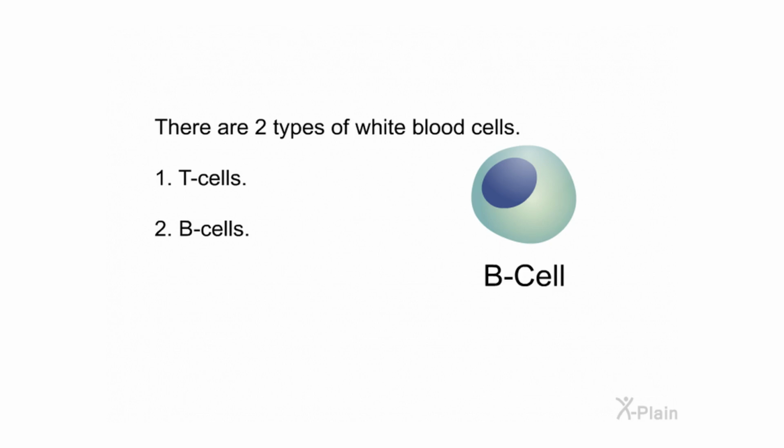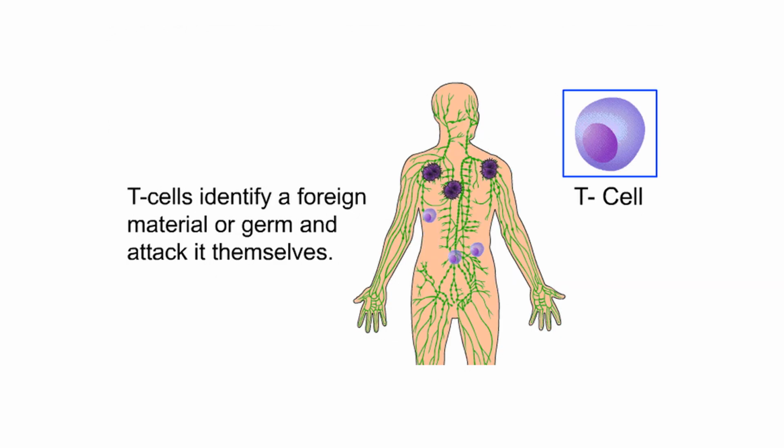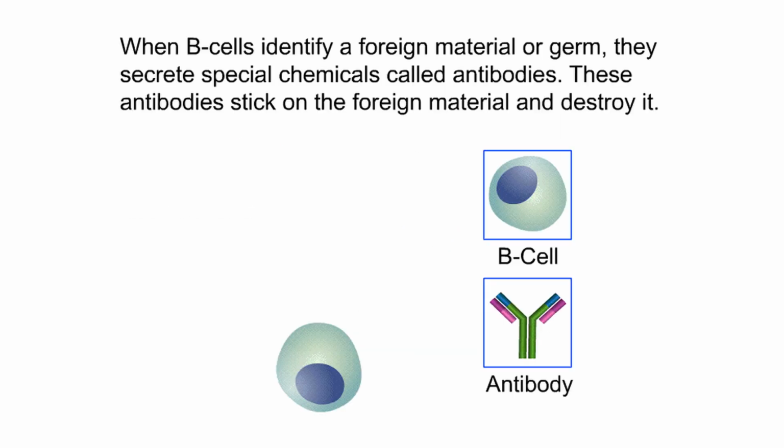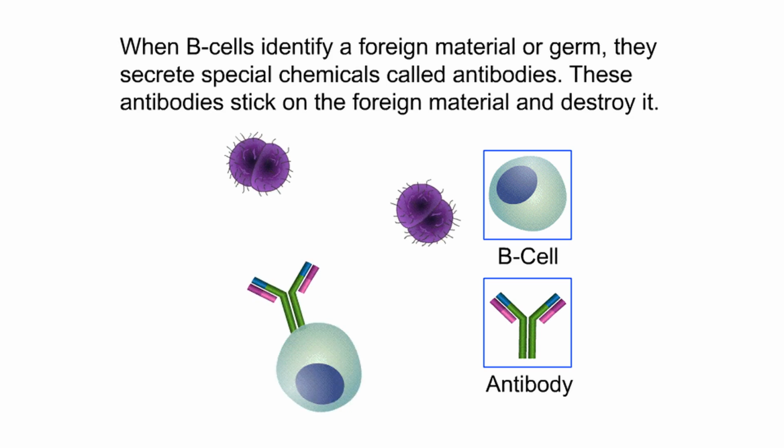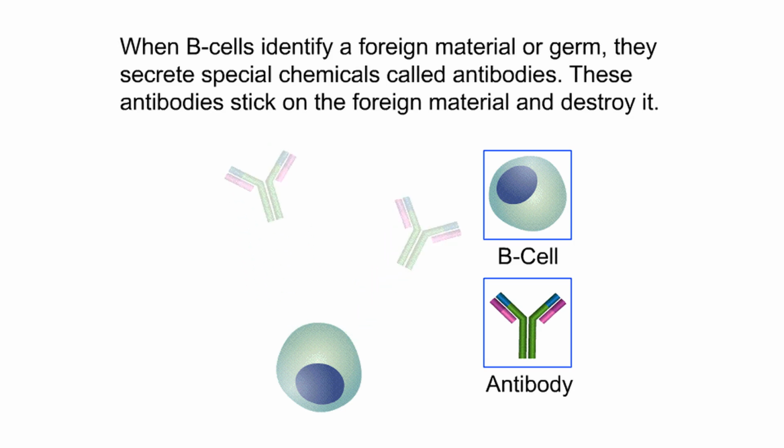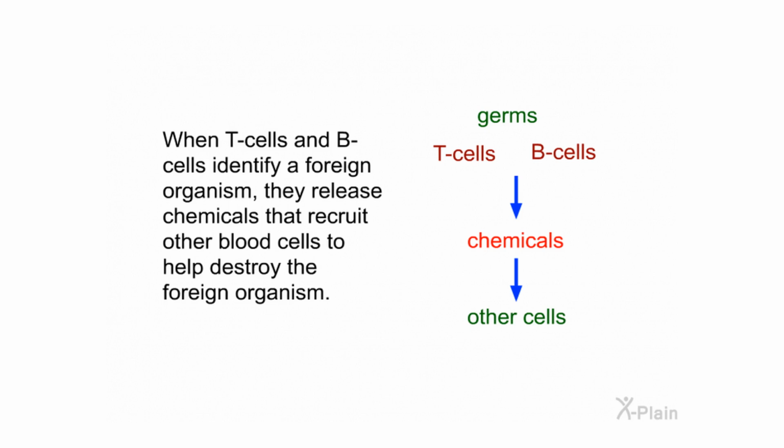There are two types of white blood cells. 1. T cells. 2. B cells. T cells identify a foreign material or germ and attack it themselves. When B cells identify a foreign material or germ, they secrete special chemicals called antibodies. These antibodies stick on the foreign material and destroy it. When T cells and B cells identify a foreign organism, they release chemicals that recruit other blood cells to help destroy the foreign organism.